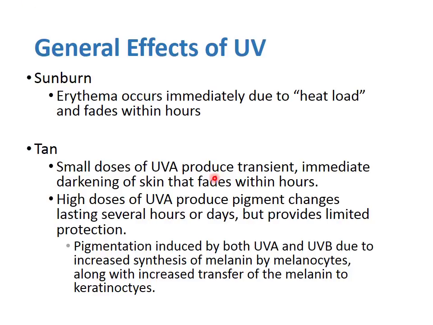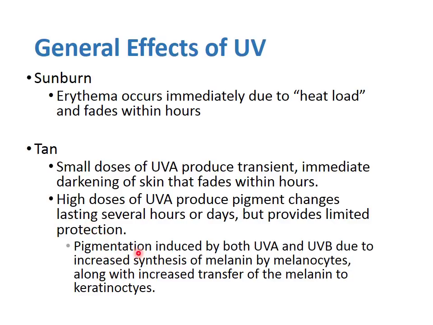Okay? So the sunburn, as we see, occurs immediately due to that heat load that usually happens from that UVB radiation. The tan, as we said, is where small doses of UVA produce what we call transient and immediate darkening of the skin, which usually fades within hours. The higher doses produce pigment changes, and that's for those melanocytes, and that is what everybody wants to go for. Want to go for the tan.